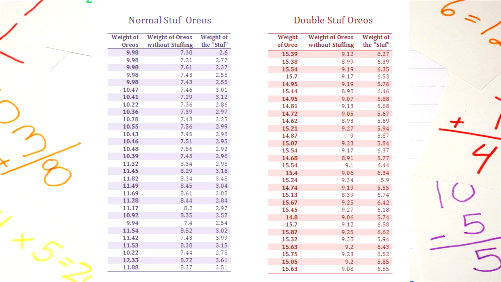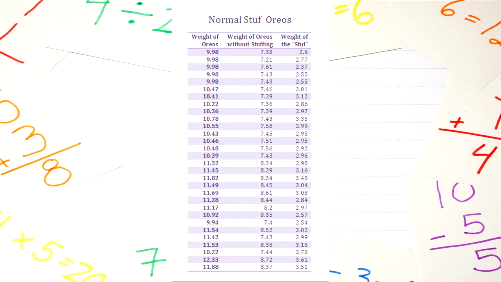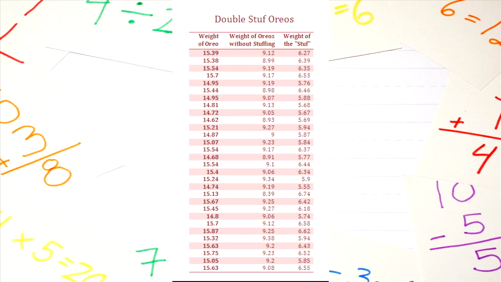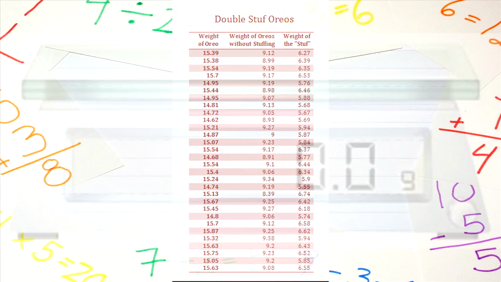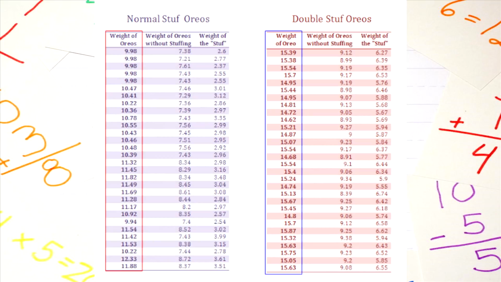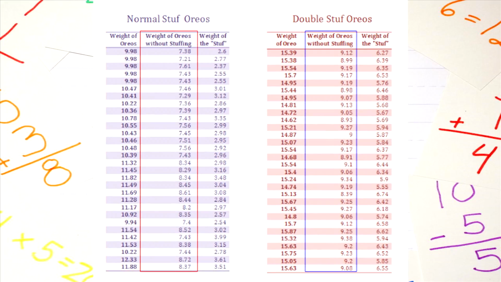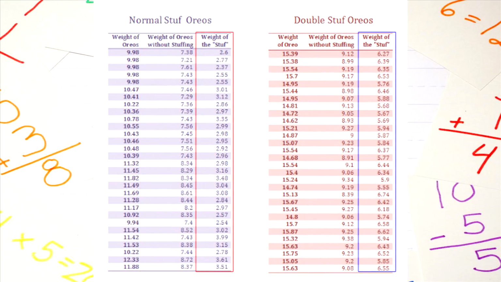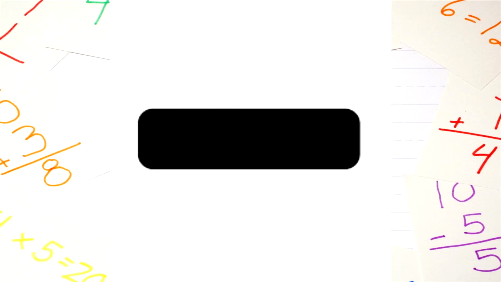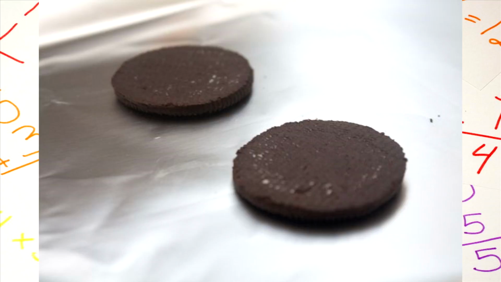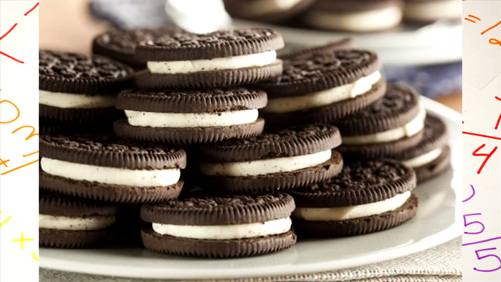These 2 tables are the data we collected from the experiment. The table on the left is the normal stuffed Oreos, and the table on the right is the double stuffed Oreos. Everything is in grams. The first column is the weight of the Oreos. The second column is the weight of the Oreo without the filling. The last column is the weight of the stuffings. These numbers are calculated by subtracting the mass of the Oreos without stuffings from the mass of the Oreos with stuffings.